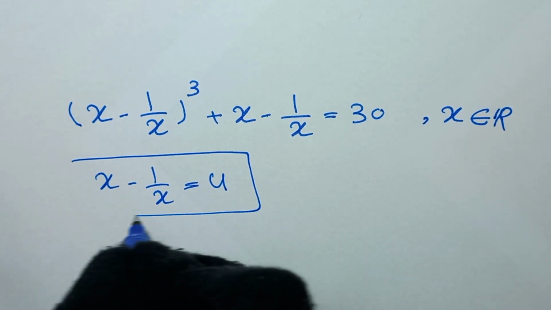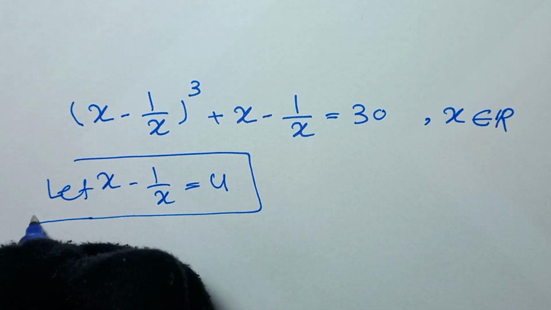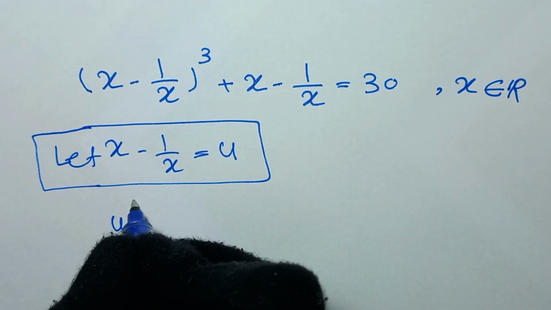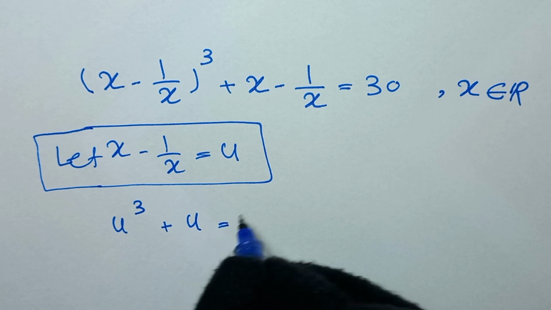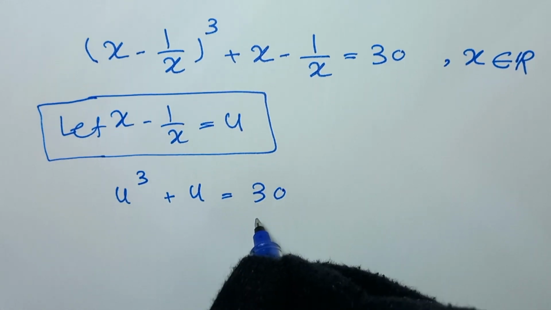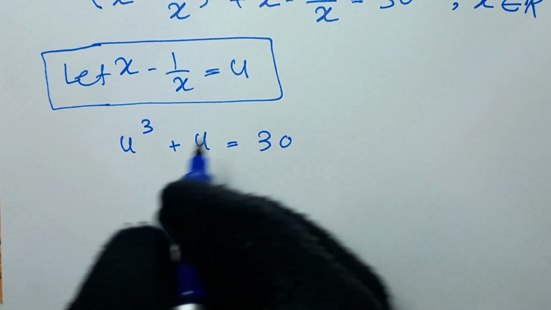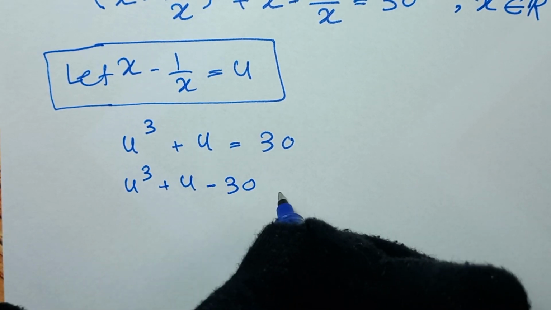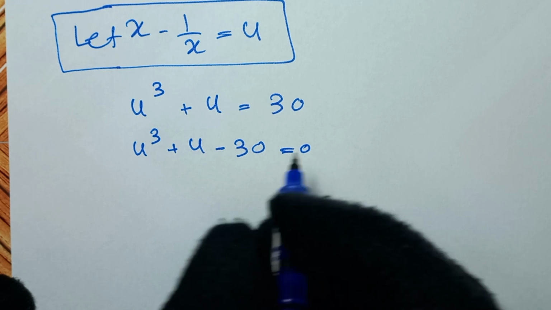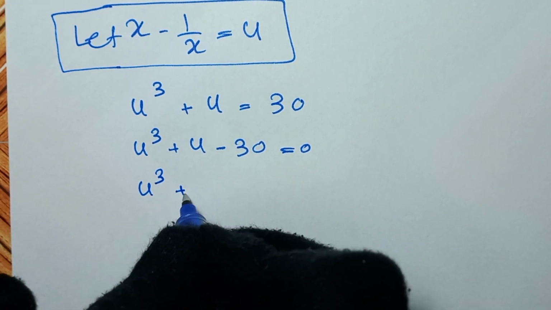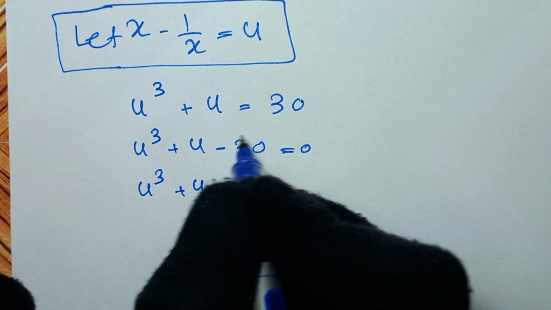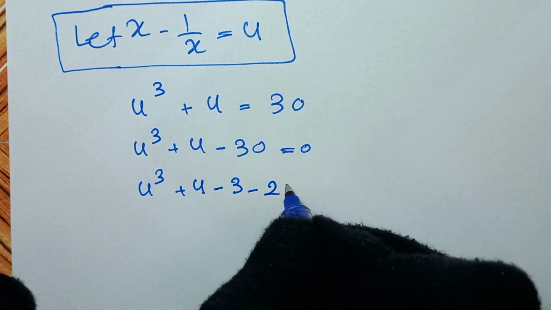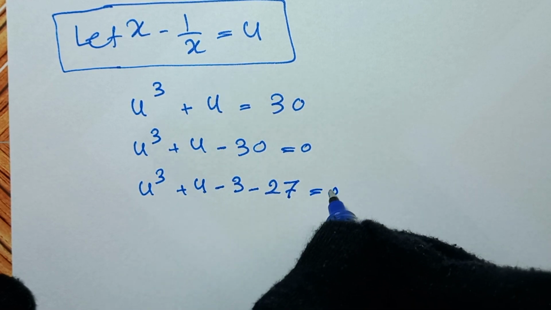So, we rewrite this equation and it will be u cubed plus u is equal to 30. And next step, we take this 30 to this side and it will be u cubed plus u minus 30 is equal to 0. And here we can write u cubed plus u, and negative 30 we write as negative 3 minus 27, right, is equal to 0.